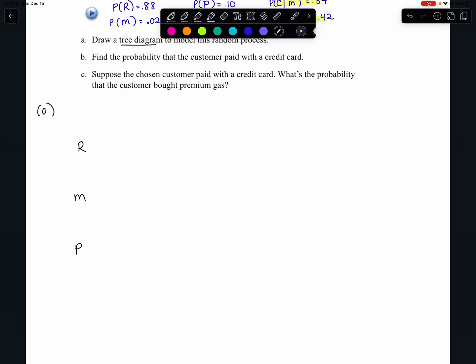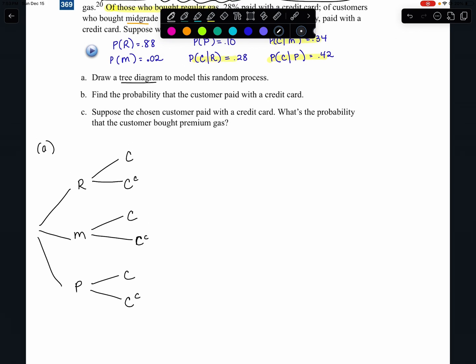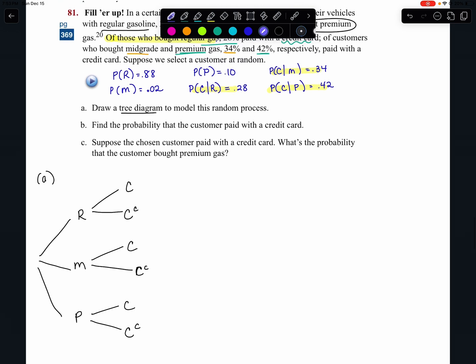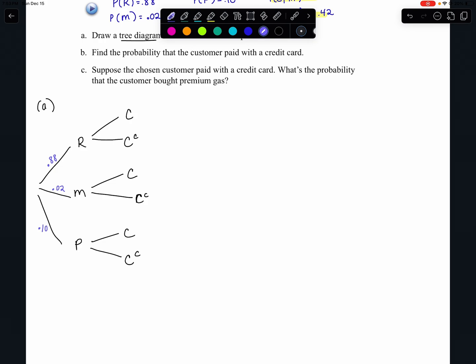All right, and when they get their gas, they're either paying with a card or they're not paying with a card. If they got mid-grade, they can pay with a card, or they don't pay with a card. And then finally, premium, same thing. Okay, so we have all of our branches coming together over here. Now when we go to make our tree diagram, we should have the probabilities on there. So we know already that regular is 0.88. We know that mid-grade is 0.02. And then we know that premium is 0.10.